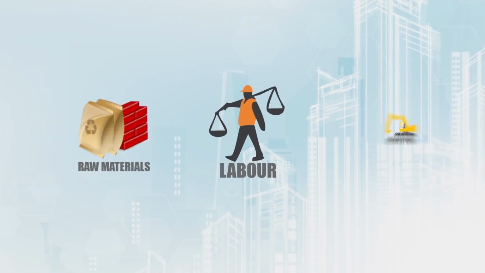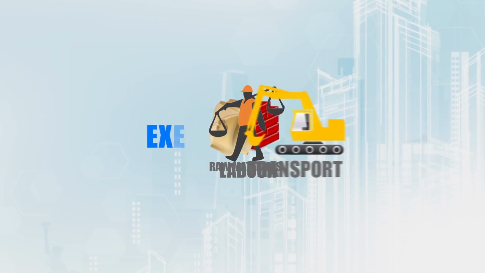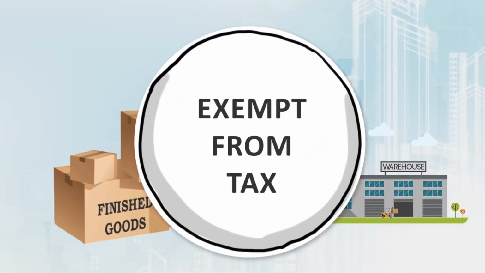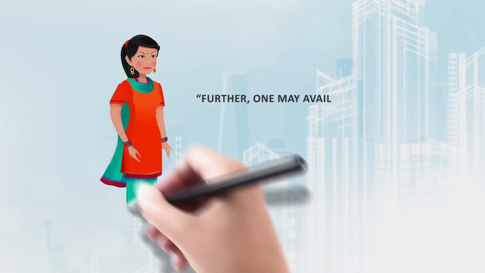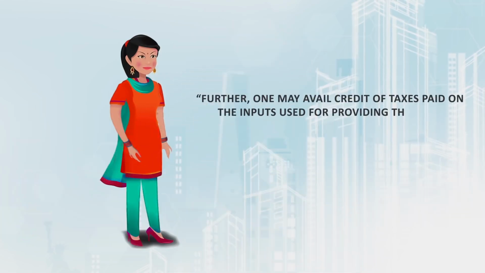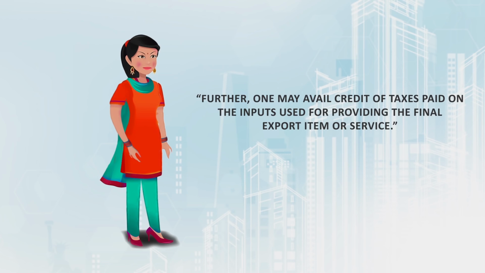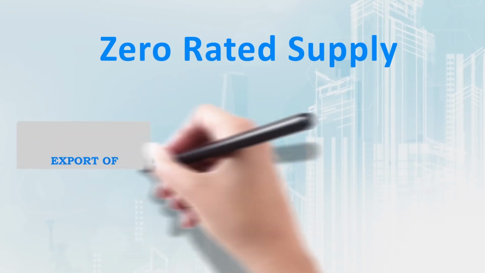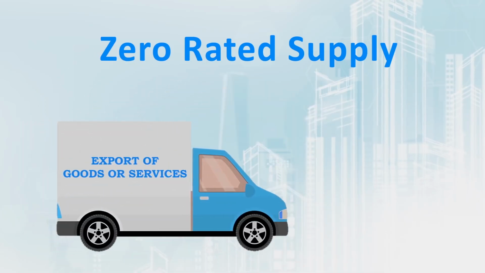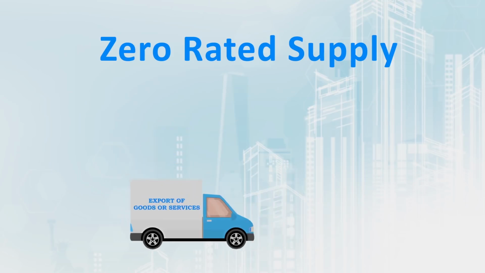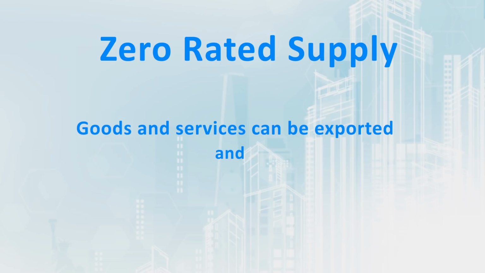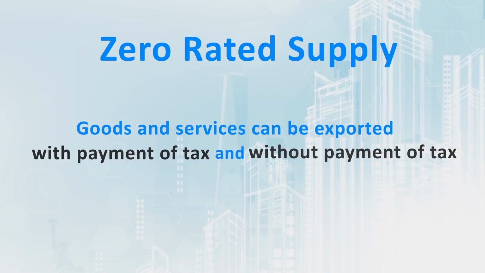By zero rating, it is meant that the entire value chain of the supply is exempt from tax. This means that the final output is exempt from payment of tax or the tax paid can be refunded. Further, one may avail credit of taxes paid on the inputs used for providing the final export item or service. As per the IGST Act, zero-rated supply is applicable for export of goods or services, as well as supply of goods or services to the SEZ developer or an SEZ unit. Goods and services can be exported with payment of tax and without payment of tax.